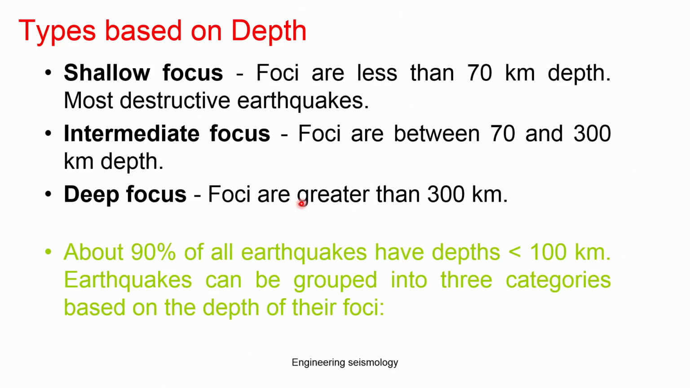Shallow is an earthquake occurring at less than 70 km. Deep is an earthquake occurring at more than 300 km. In between, 70 to 300 km, is intermediate focus. About 90% of the earthquakes in the world actually occur at less than 100 km. The shallow focus energy will reach the surface very fast compared to a deep focus earthquake.